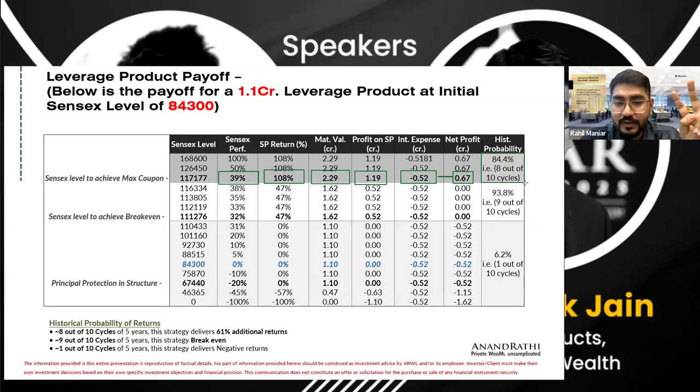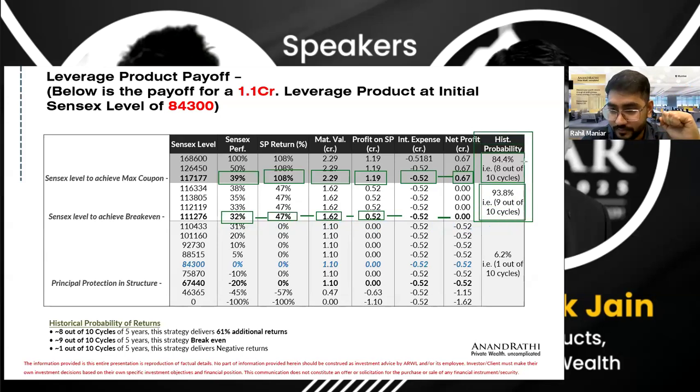The second scenario is, since there is a cost involved, there has to be a level where the cost has to be recovered. So even if the market grows by 32% in the next 5 years, the product delivers 47% return, which means 1.1 will become 1.62. You repay back the principal of 1.1, you're left with 52, and 52 was your cost, so roughly you are at break even. The odds of you being at least at break even is 94%. So in a way, on the upside, 94% of the time you will at least be at break even or make that additional 67 lakh rupees, because 84 is a subset of 94.